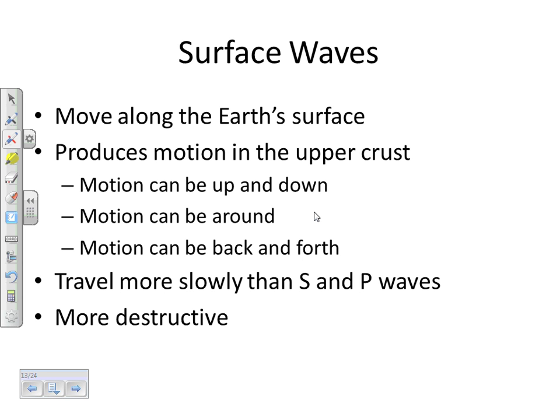So surface waves are slowest, and they go in all the directions, up and down, transverse, and all that. And they cause the most damage because they are on the surface. So the three main types of waves, again, are primary, which are the compression, secondary, which are the transverse, and then the surface waves.